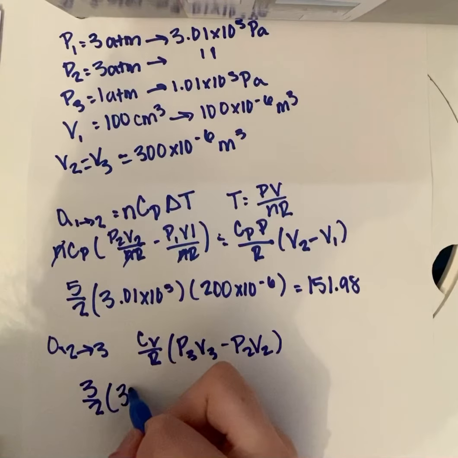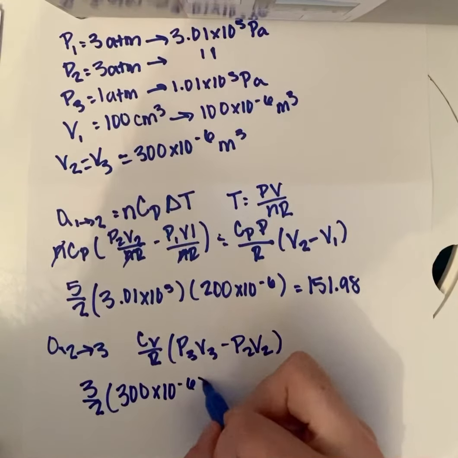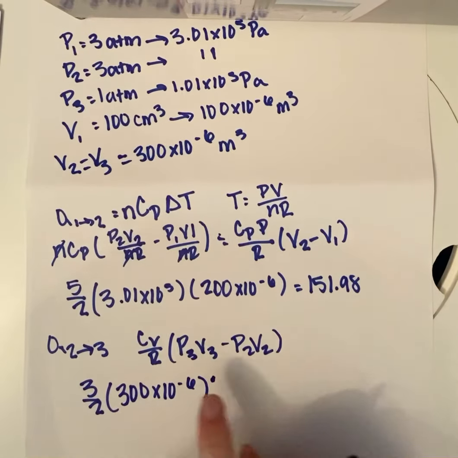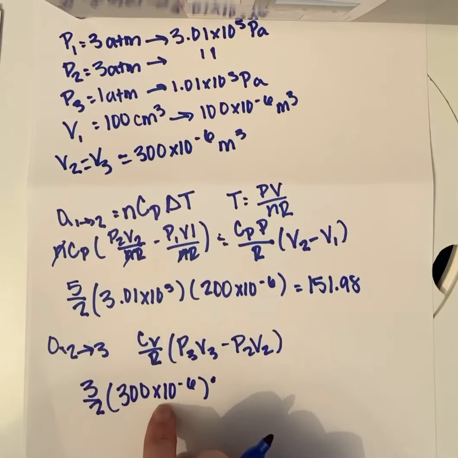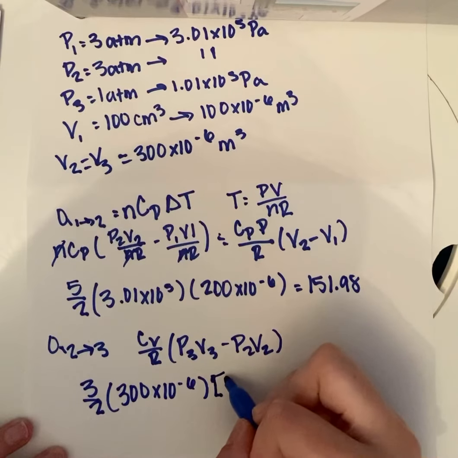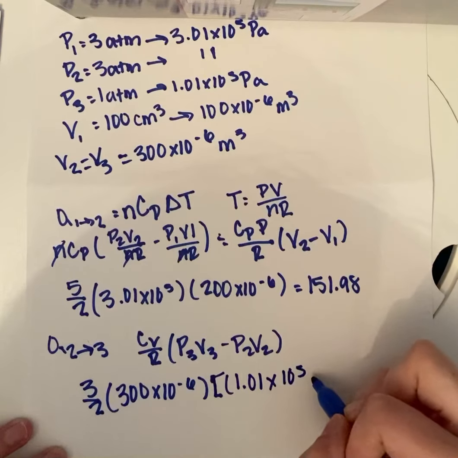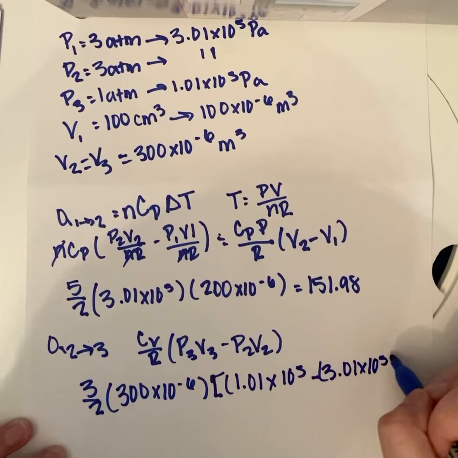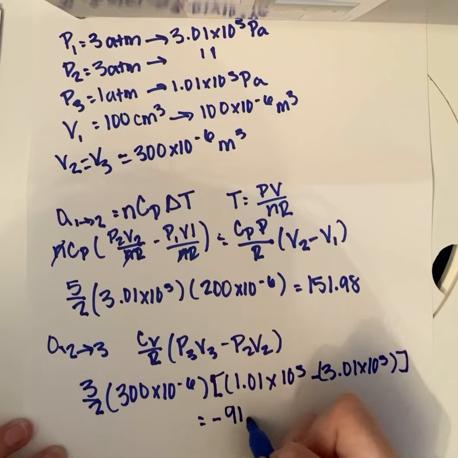times 300 times 10 to the negative 6. And then, so we're only going to write this once since V2 is equal to V3. And then we're going to subtract the pressures from one another. So it's 1.01 times 10 to the 5th minus 3.01 times 10 to the 5th, which leaves us with negative 91.1.